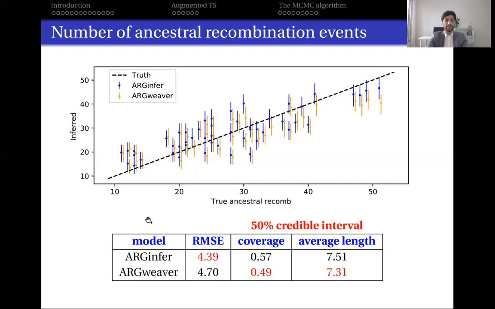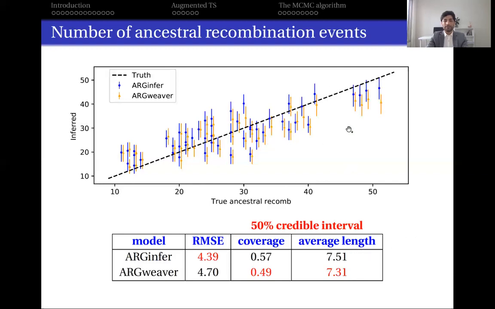For the statistics, our method is better in terms of RMSE. ARGweaver has 0.49 coverage, for 50% intervals, and our method has 0.57, so ARGweaver does better. And in terms of average length, again, ARGweaver does slightly better. These differences are not significant. I've checked them, and none of the RMSE or the average length for them is significantly different.